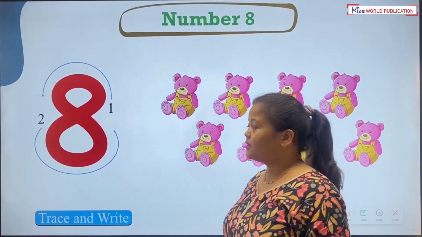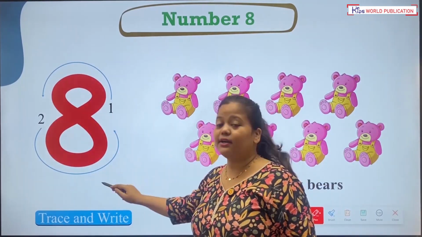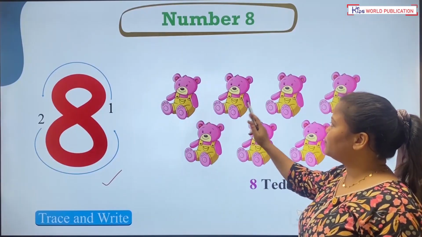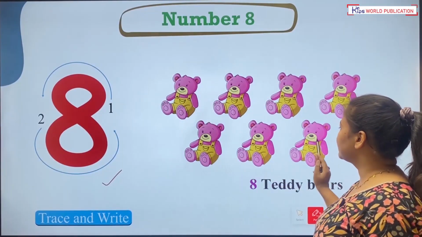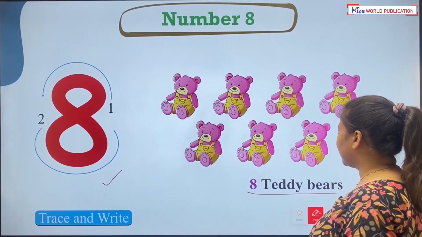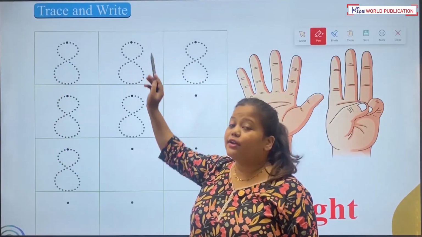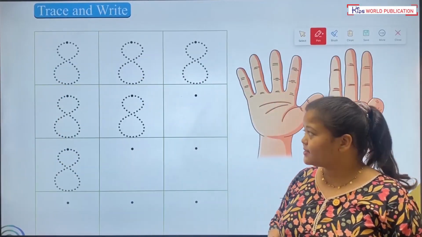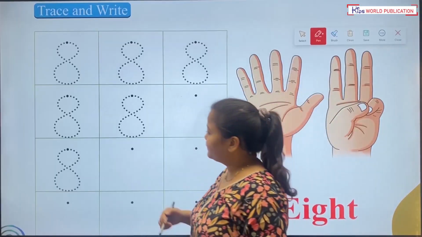Number 8. So kids, this is number 8. 1, 2, 3, 4, 5, 6, 7, 8. 8 teddy bears. Trace and write. So kids, let's trace the number 8 and write it.